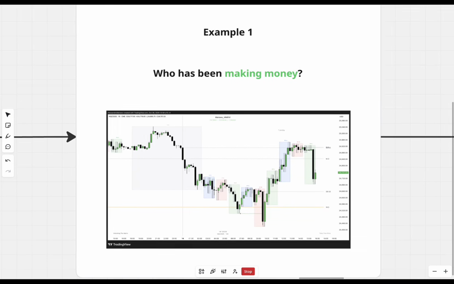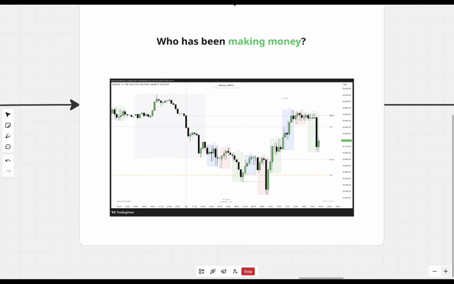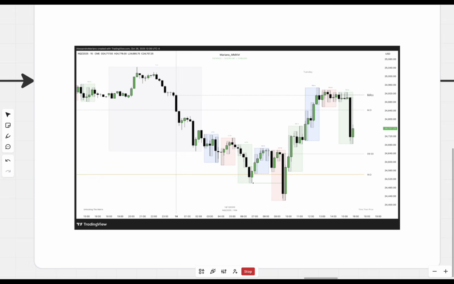I want to start with this first example and with this question, which is who has been making money? And I want you to always ask this question before entering any trade, and you will see why in just a second. Let's analyze what has been going on within this day.